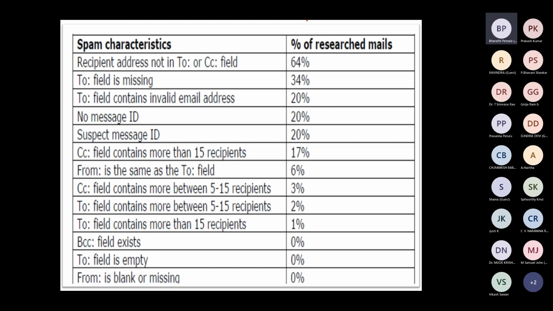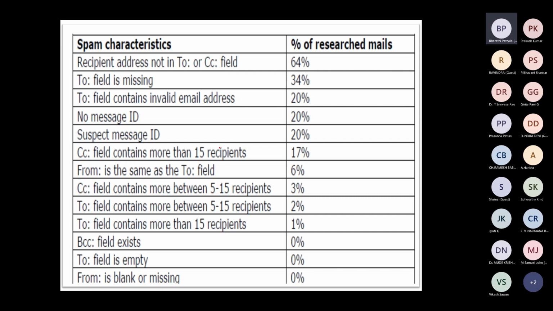So most of the research finds that if the recipient address is not in the To or CC field, then there is a 64% chance of the mail being transferred to spam. In a similar manner, if the To field is missing, then it will be 34%. Sometimes the CC field contains between 5 to 15 recipients. At that time there is a 3% chance of moving to the spam folder. In a similar manner, if a field contains more than 15 recipients, it will be 17%. Like that, these are some spam characteristics, based upon which the percentages were researched.